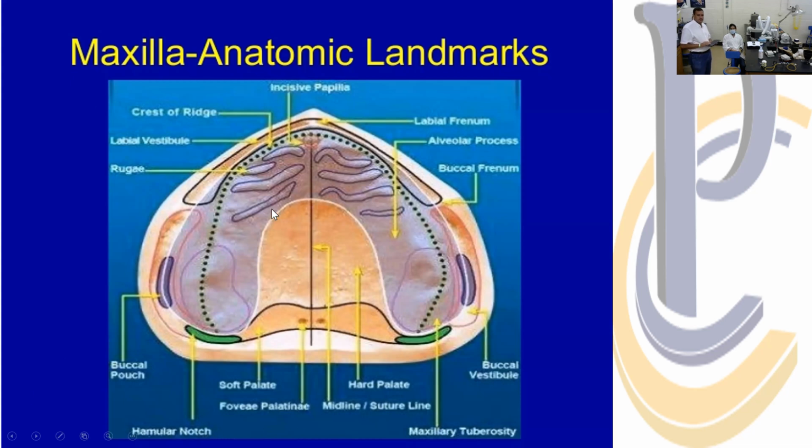This is the maxilla, again, the picture of the maxilla. This is the supported area where the denture can be supported. The green is the relief area. You shouldn't extend the denture over there.